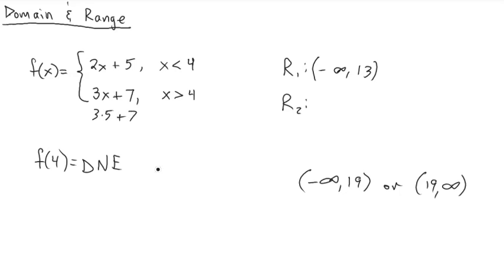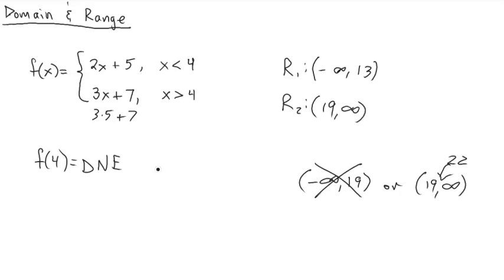3 times 5 is 15. 15 plus 7 is 22. 22 is not on this piece. 22 is on this piece. And therefore, the range of the second piece is 19 up to infinity.